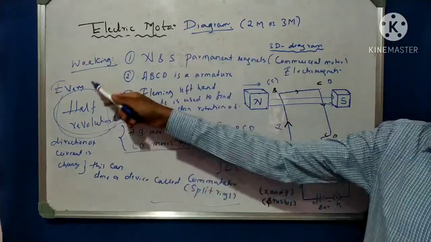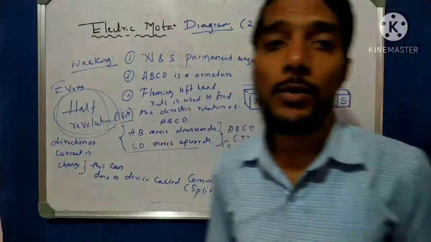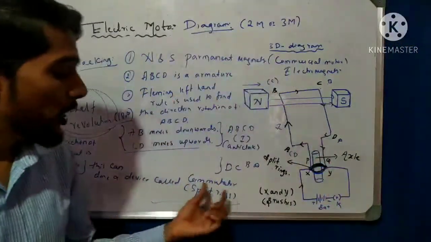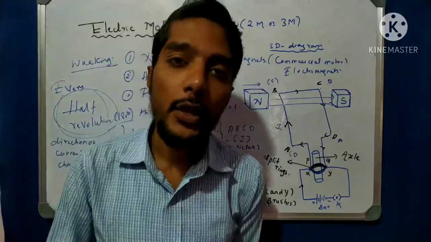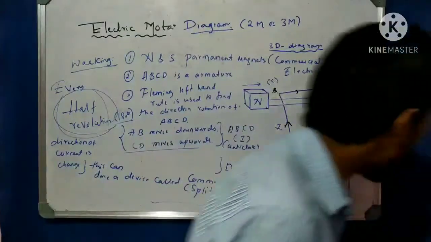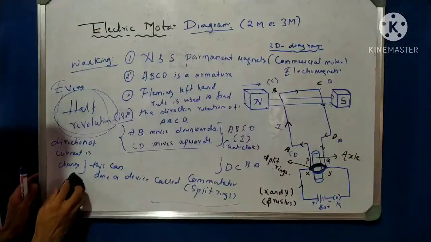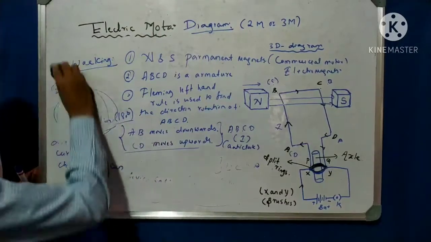So every half rotation the direction of current changes, and that can be done by the commutator or the split rings. So students, this is a very important point you have to remember. Okay, so I can write some important points here. See, this is a commutator.